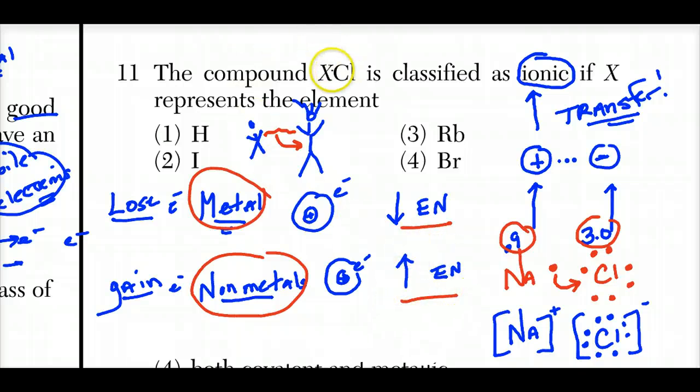So in any case, I'm looking for a metal here. A metal who would have a low electronegativity. So of my 4 elements, one's a metal. Now rubidium is the metal, but if you did not know, we have hydrogen, iodine, and bromine. Let's go to the reference table.